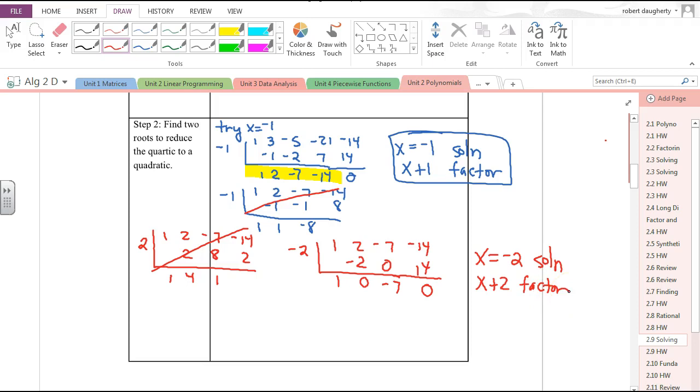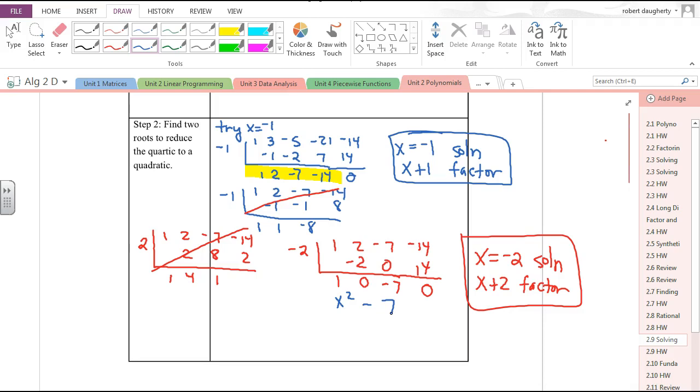Now I've found 2 solutions from the original fourth degree, so what I'm left with here is what? What is this? That's a quadratic, right? So I started out with a fourth degree polynomial, that became a cubic, and then the cubic became a quadratic. So this right here means x squared minus 7 at the very end.